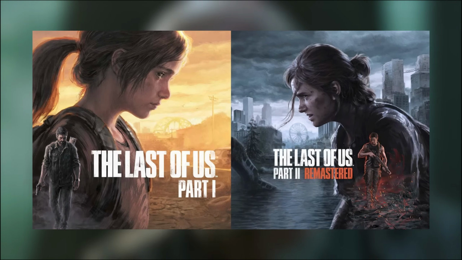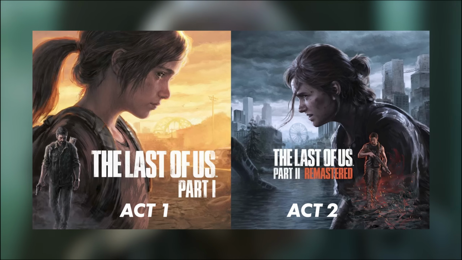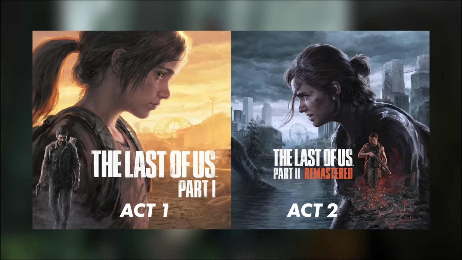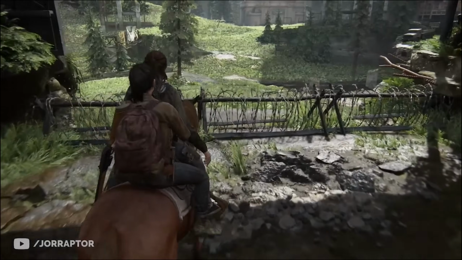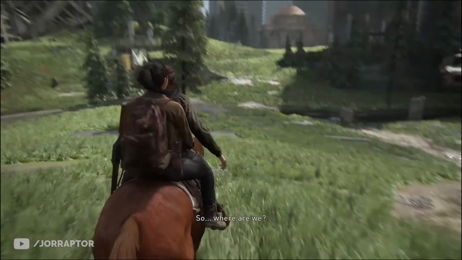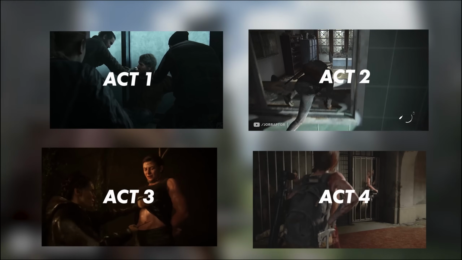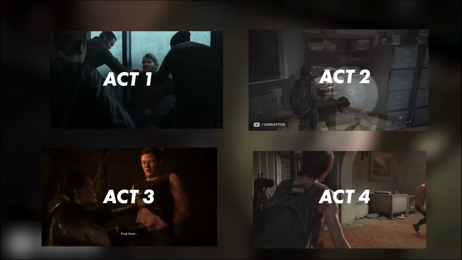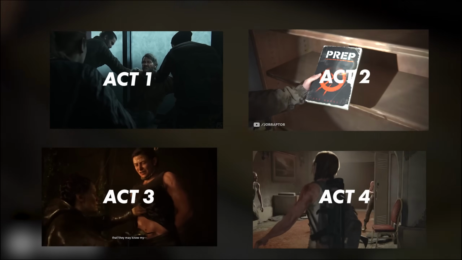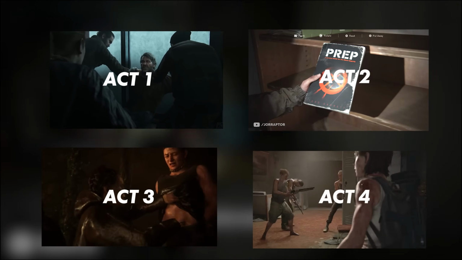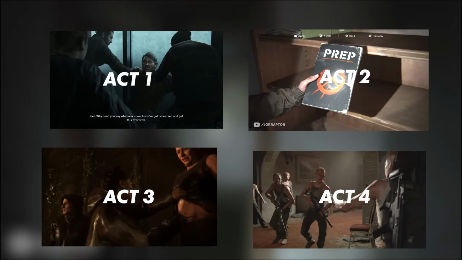For example, The Last of Us video games as a complete narrative are told in a 2-act structure, Act 1 being the first game and Act 2 being the second game. However, if we look at The Last of Us 2 as an individual story, it's actually told in a 4-act structure. Yet, even further inside those acts are individual scenes that can be broken down into acts themselves.